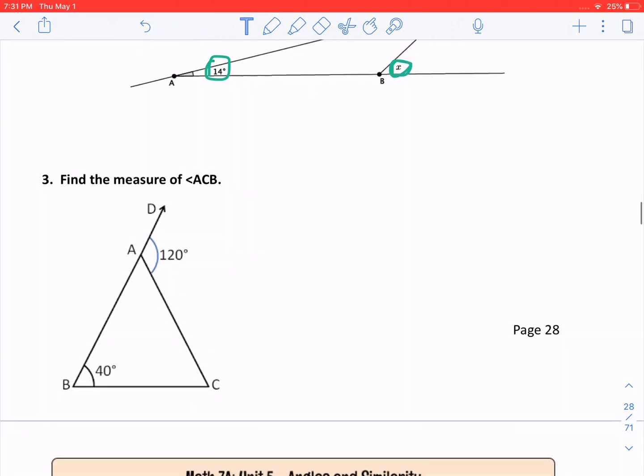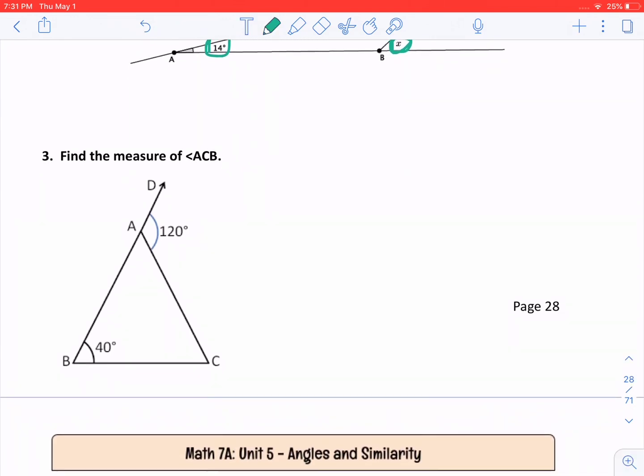All right, now let's make it a little bit different here. This time, it's asking us to find the measure of ACB. So go ahead and trace that with your pencil. ACB is going to be this angle over here. I'm going to call this X. That's what we're trying to find.